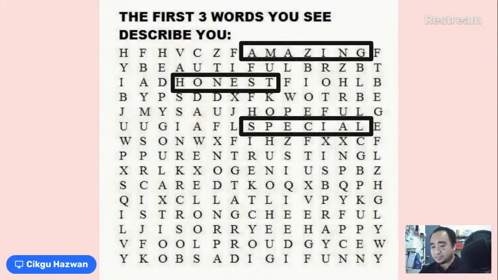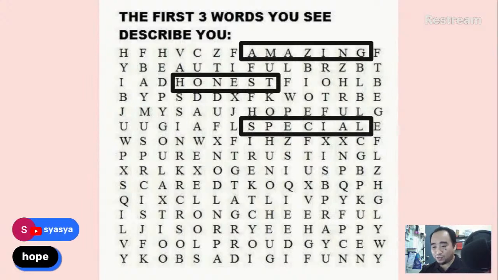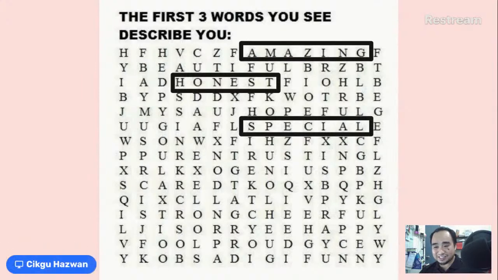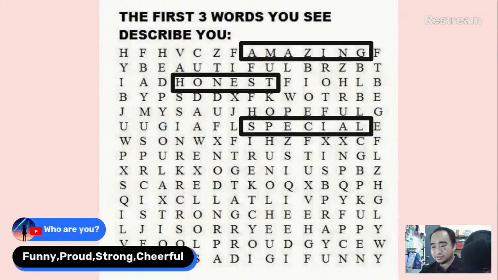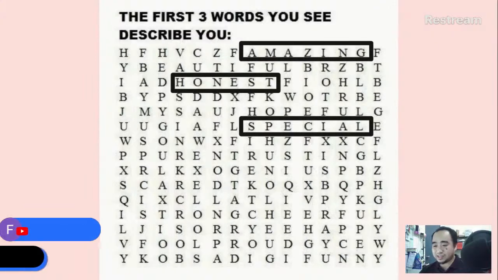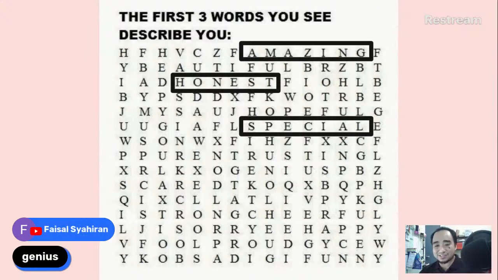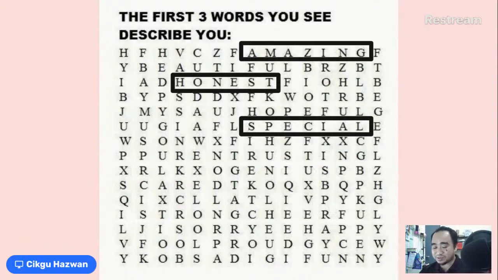Okay, so keep the comments coming in. We have hope, cheerful, genius, wonderful, proud, strong, cheerful. Okay, and genius, wonderful.